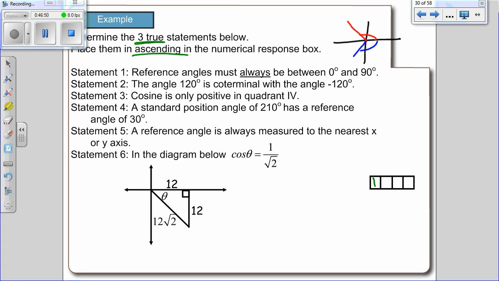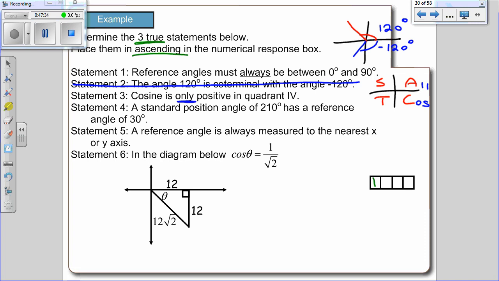Statement 3. Cosine is only positive in quadrant 4. You use your CAST law. This tells you where things are positive. Cosine can be positive in quadrant 4. However, it can also be positive in quadrant 1. And this question says only quadrant 4. If it said is, then it would have been a true statement. It said only, therefore it's a false statement. Those are 2 very different words and very important.